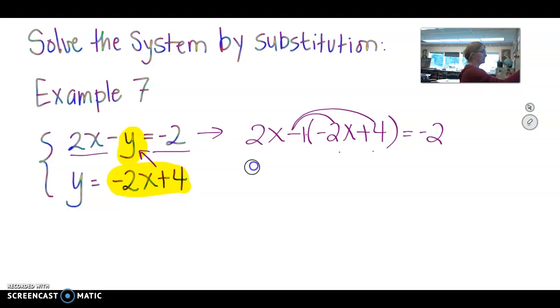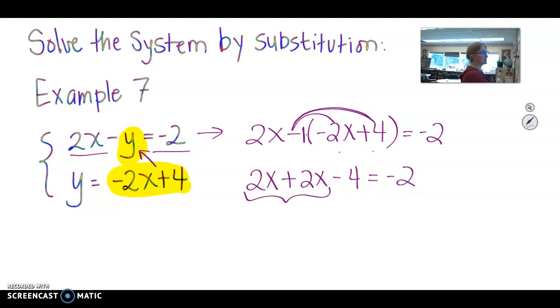So here we go. So we have 2x, and then distributing a -1 times -2x. It's a negative times a negative, so it's plus 2x. And then this -1 times the 4 is minus 4, and we have equals -2. We can combine our like terms, which are the x terms here. That's 4x minus 4 equals -2. And then just go ahead and keep solving for x.